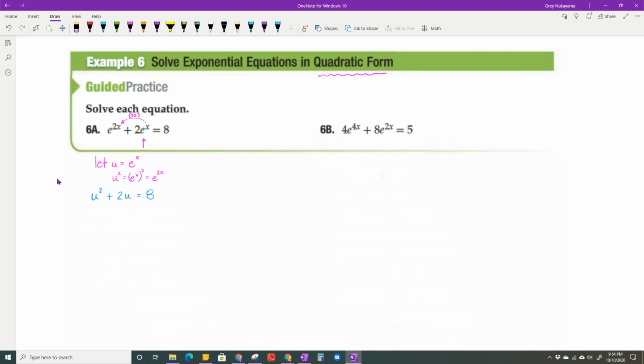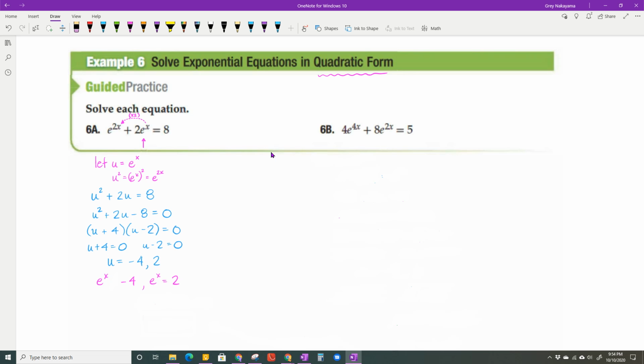It is a quadratic. I'm going to bring everything to one side, set it equal to 0. Then I'm going to factor, find the factors of 8 that subtract to give me 2, positive 2. And then I'm going to set each factor equal to 0. And I find out that u is equal to negative 4 or 2. But go back to your original problem. There is no u in it, so I'm not finished. I got to go back. And what does u equal? Well, u equals e to the x. So I'm going to have e to the x equals negative 4, and e to the x equals 2.